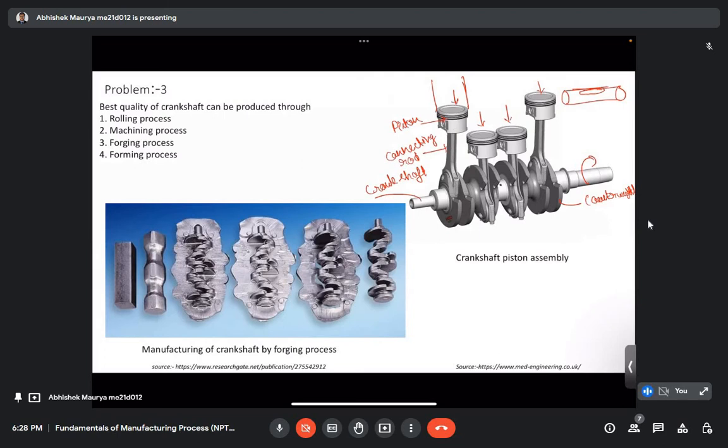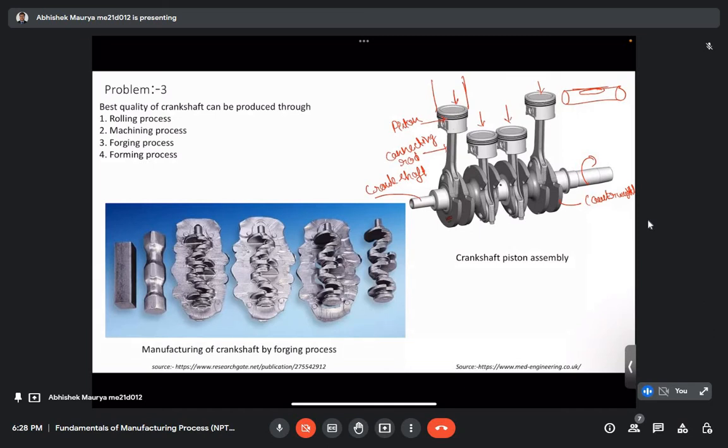And this type of complex geometry cannot be made by processes such as rolling or even extrusion. So the best way to produce this kind of geometry, if we talk about metal forming processes, is forging, from which we can manufacture this kind of complex geometry. This kind of complex geometry can also be made by the casting process, which we have studied earlier in the course.